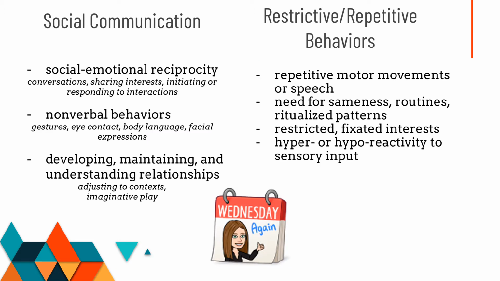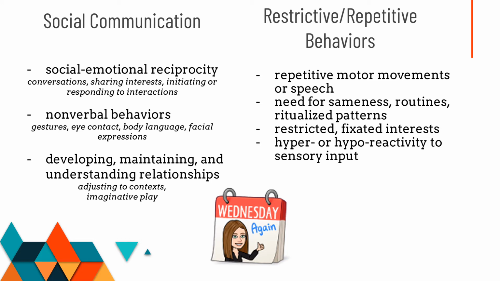Your students with autism will more than likely have some differences or deficits in regard to social communication. They may struggle to have social emotional reciprocity, or understanding that communication is a two-way street. It's a back and forth conversation where we share interests, we initiate conversations, and we respond to interactions with other people. Also understanding nonverbal behaviors, either ones that we use ourselves or that others use. Also, it can be very difficult for your learners on the spectrum to develop, maintain, and understand relationships either with their peers or adults.